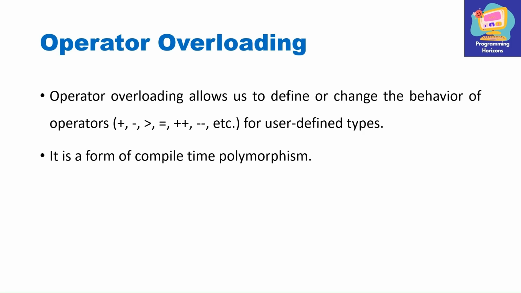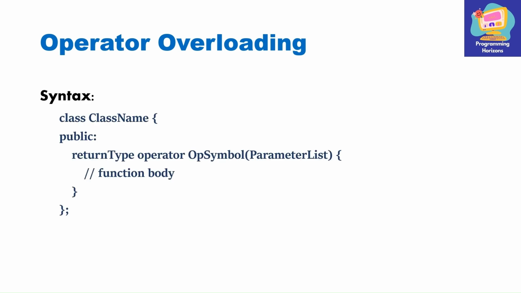Operator overloading is another form of compile time polymorphism. It allows us to define or change the behavior of existing operators in C++ for user-defined types such as classes or structures. In order to overload an operator as a member function inside the class, we have to use the keyword operator followed by the operator symbol, and then we mention any parameter list, and we define this function just like any other member function.